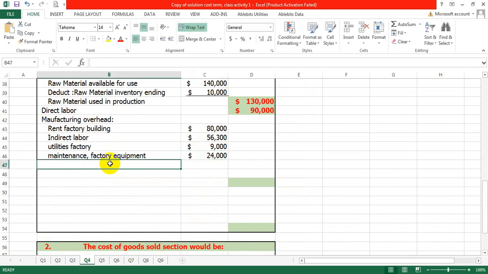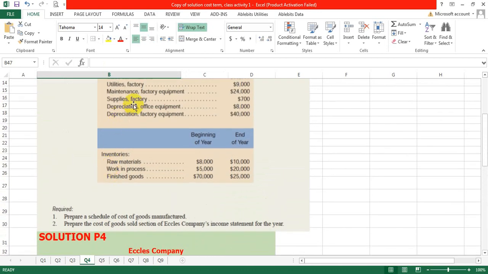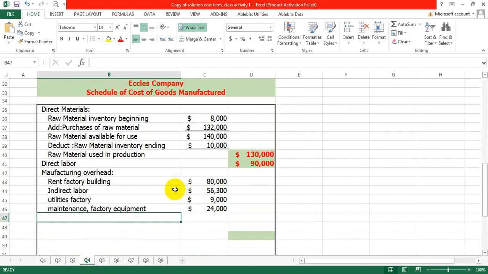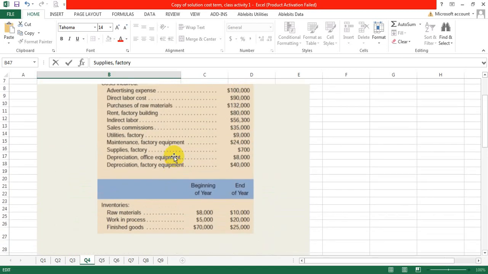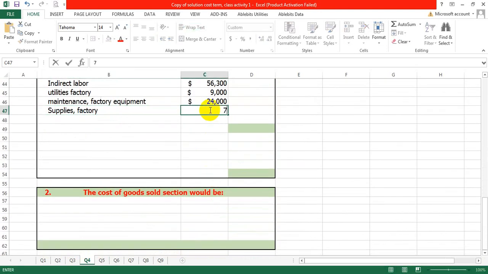This is again related with the factory, so we will take this value, right? And the MOH. Okay, next value is supplies factory. Yes, we will consider supplies because it is related with the factory. Supplies of factory amount is 700, so we will take 700.